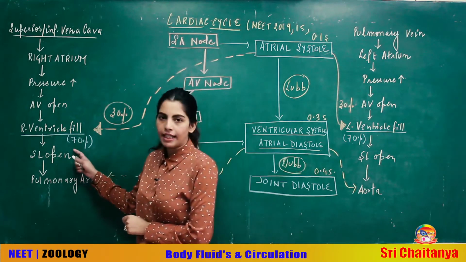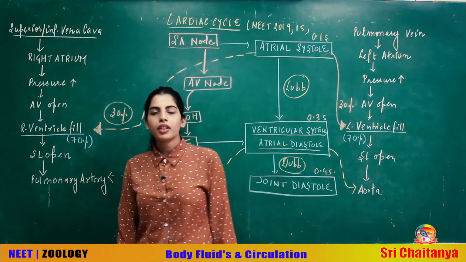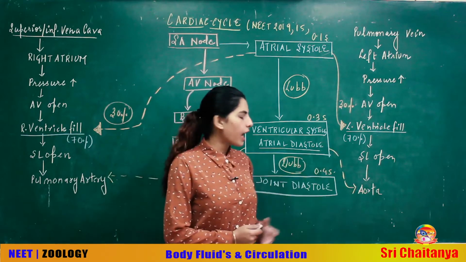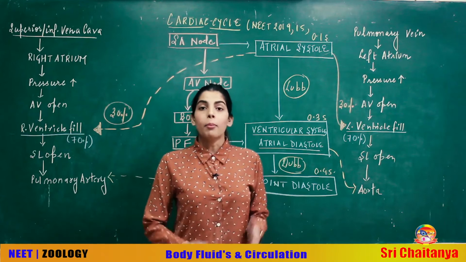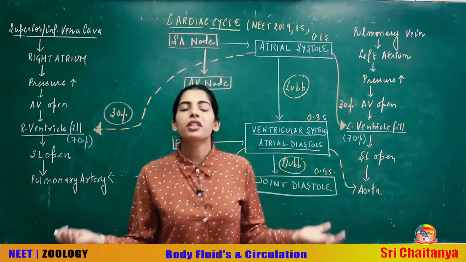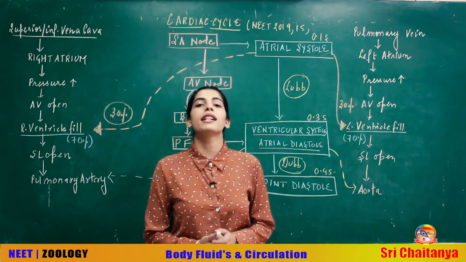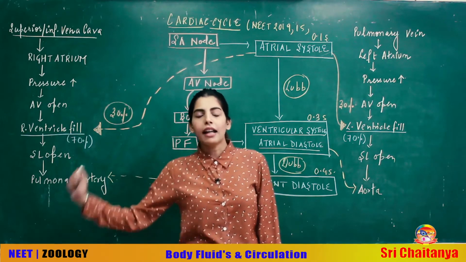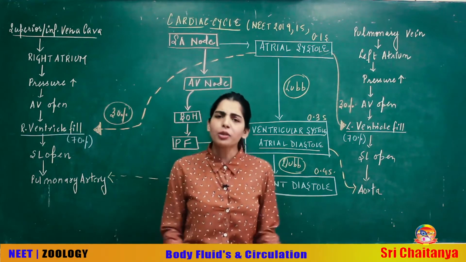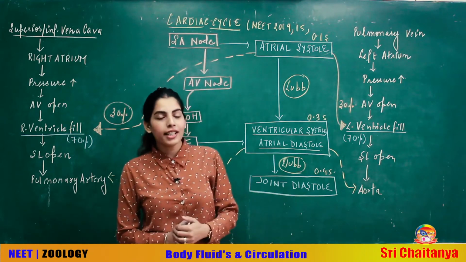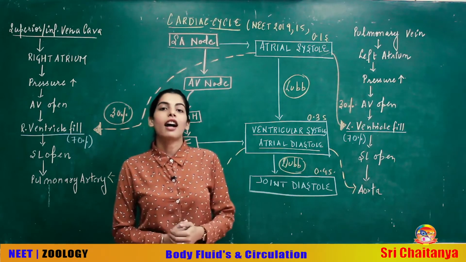Only and only 70%. After that, on the right side, blood goes into the pulmonary artery. On the left side, the blood goes into the aorta. But how are the ventricles on both sides completely filled, and how does the blood go into your aorta and into your pulmonary artery? How this contraction takes place is with the help of the previous topic that we already discussed, that is the conducting system.